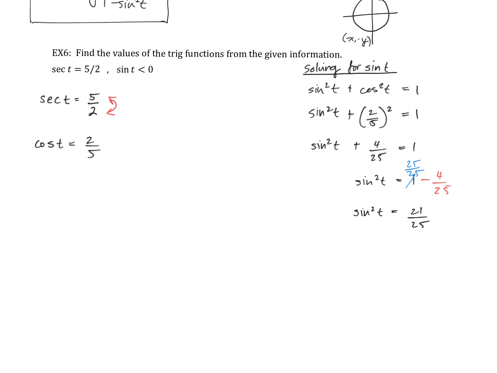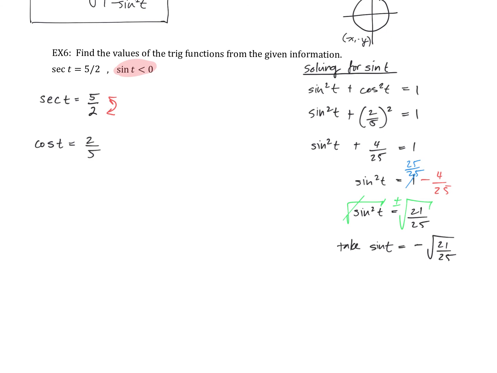We're not done yet. We need to get sine, not sine squared. So square rooting both sides, plus or minus. And we're almost done. Which one do we take, the positive or the negative? And how do we know? Well, if you notice in the beginning, they told us sine should be negative, so we're going to take that negative value. So we'll take sine of t equal to the negative root 21 over 25.